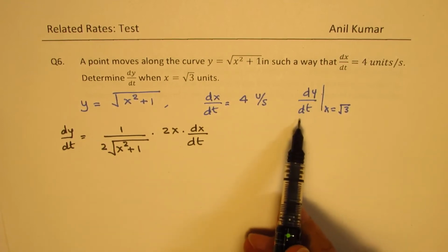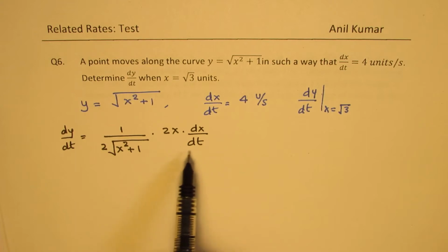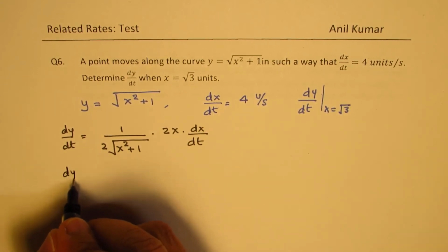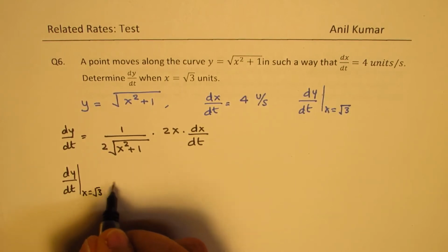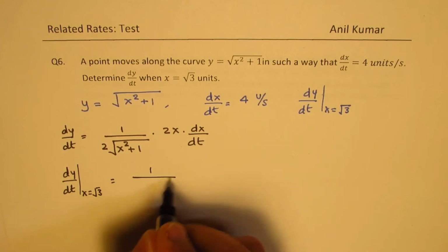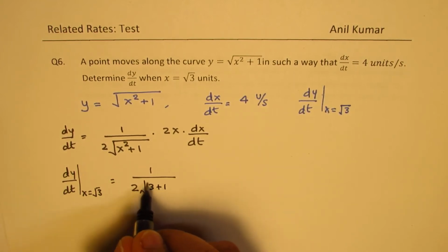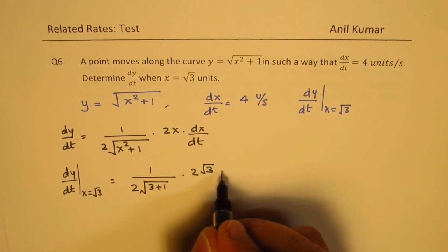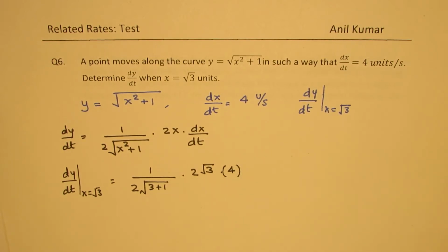Now to find dy/dt at x equals square root of 3, we know all these components, so it is easy to calculate, right? Just substituting the values, we get our answer. So dy/dt at x equals square root of 3 should be equal to 1 over 2 square root of 3 plus 1, times 2 times square root of 3, and dx/dt is given to us as 4, correct? So that is what it is.